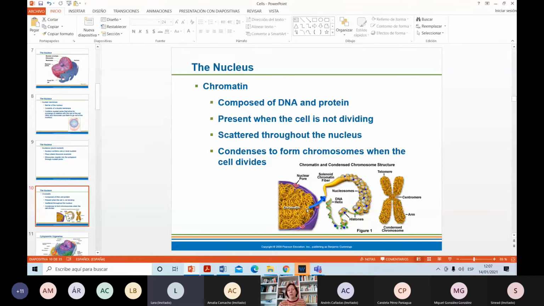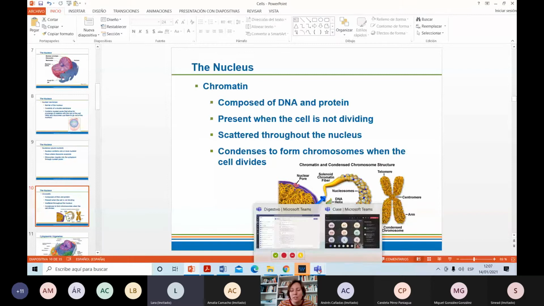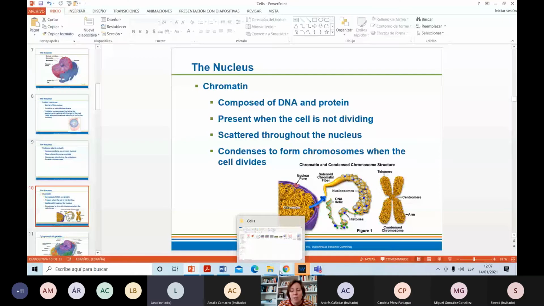Each molecule of chromatin is going to form one chromosome. So the last question, which is not difficult for you, Lara. How many chromosomes would you see in a human cell? How many chromosomes do we have?